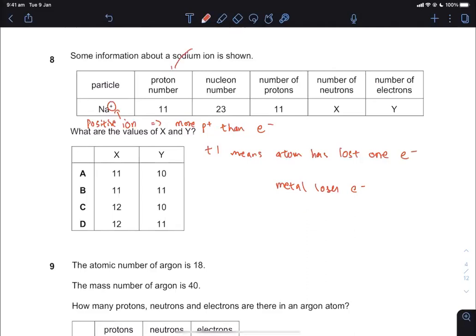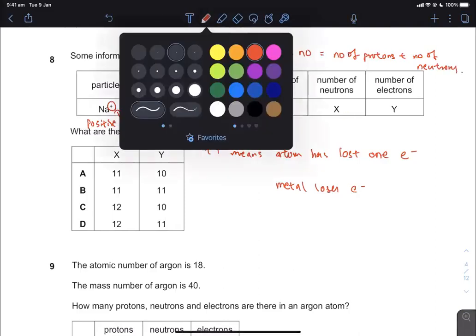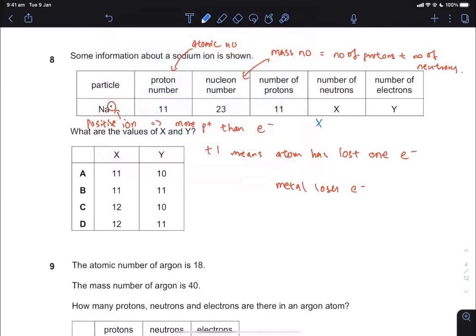Proton number has another name. It's called atomic number. Its identity. Nucleon number is also known as mass number. It is equal to the number of protons plus the number of neutrons. So what are we looking for? We're looking for the number of neutrons. The number of neutrons, X, equals nucleon number minus protons.